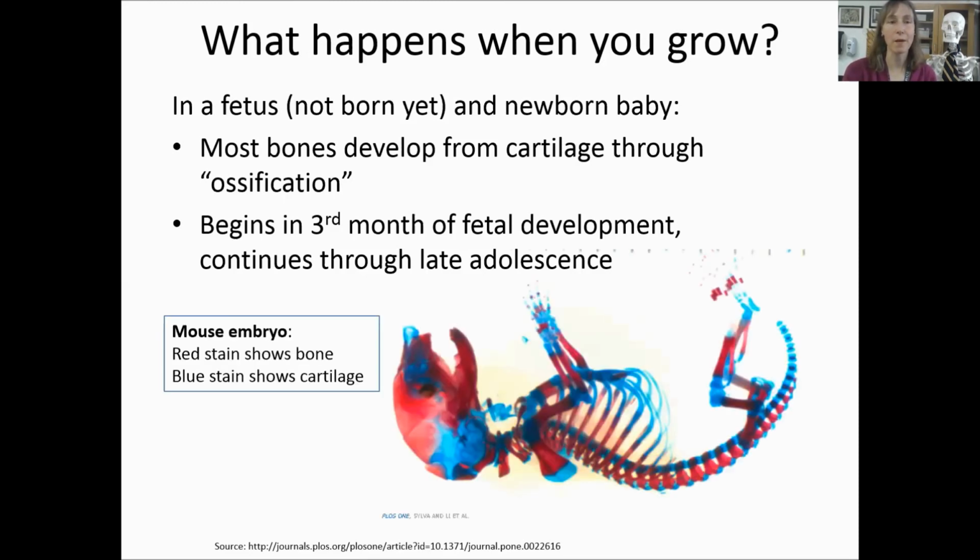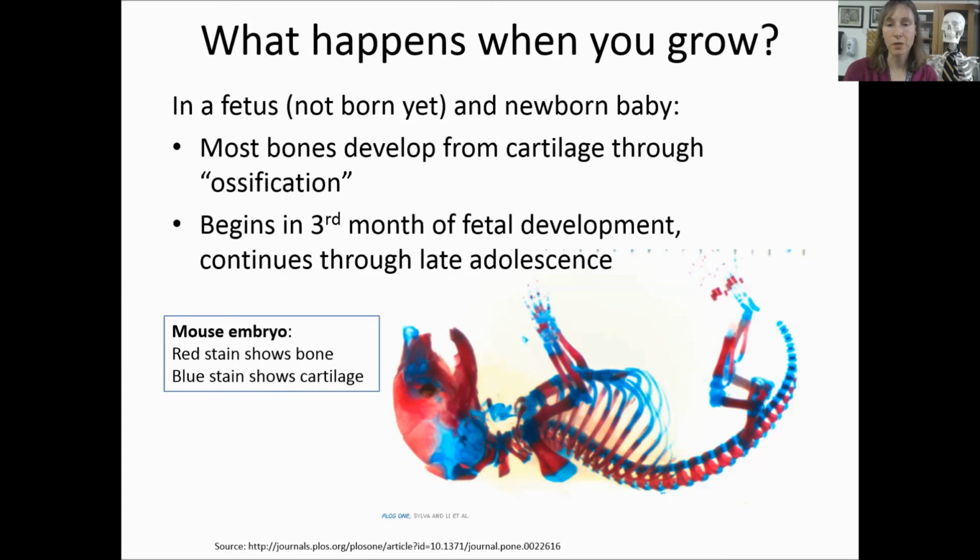So this is kind of an interesting picture. This is a mouse embryo. So again, it's still in its mom. The red stain shows what's already bone, and the blue stain shows what's still cartilage. So you can see there's still a lot of blue in the lower skull, in what I'm going to call the fingers and toes, in the rib cage, and look at the scapula, the shoulder blades, but some of that is still going to turn into bone.